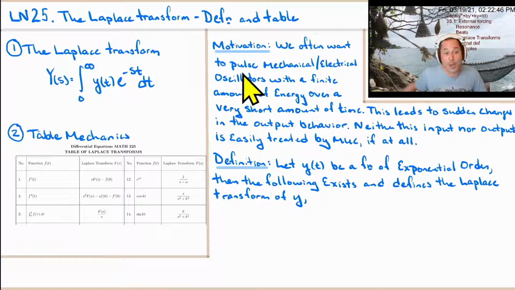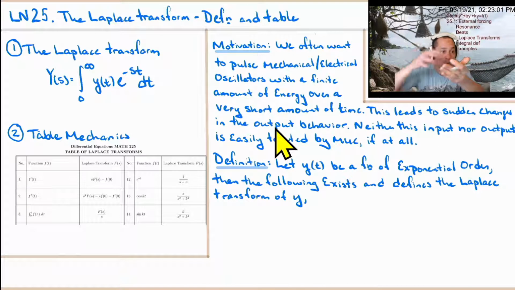Oftentimes, we would like to pulse mechanical and electrical oscillators with a finite amount of energy over a very short duration in time. And this, as you might expect, would lead to sudden changes in the output behavior, right? The singing bowl does nothing, and then I pulse it, and then it sings for me, right? And then I can make it sing more with resonance, but I'll still hear it after the pulse, the strike, right? Mach will not work for this, and so we need a new tool.